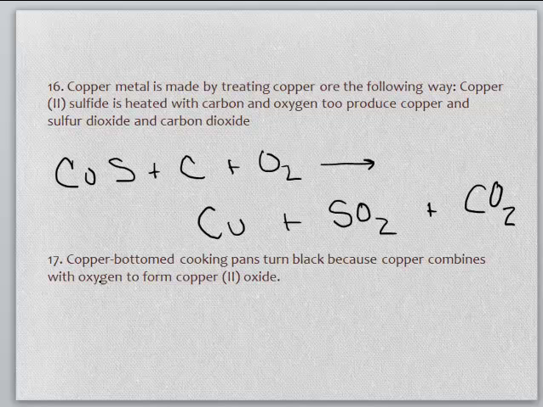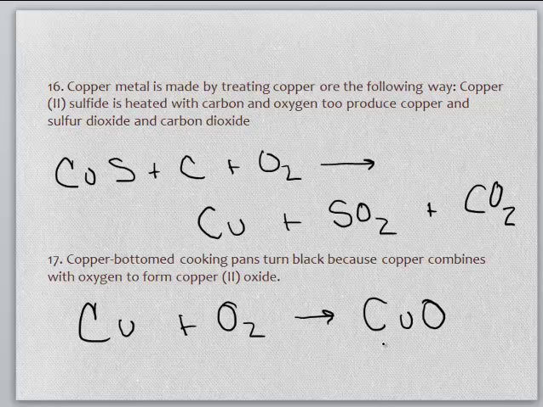Let's look at 17. You've got copper bottom cooking pans turn black because copper combines with oxygen. So copper plus oxygen yields copper 2 oxide. So we can balance our oxygens first. We've got 2. We need 2 over there, so we'll put a 2 in front of our copper oxide. And then we'll balance the coppers.